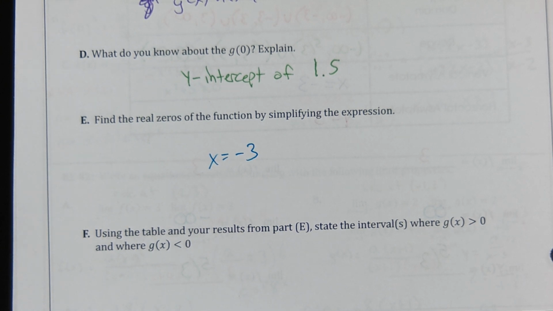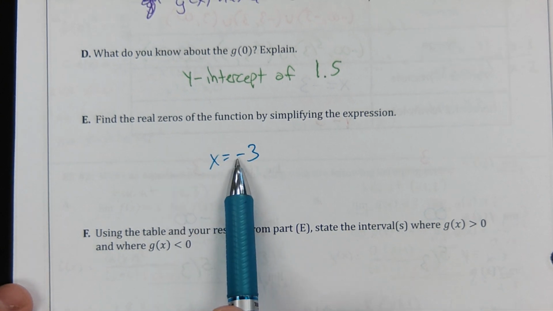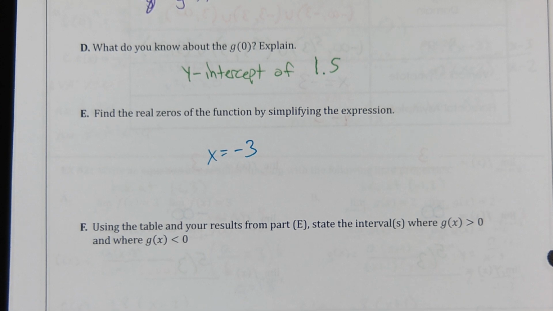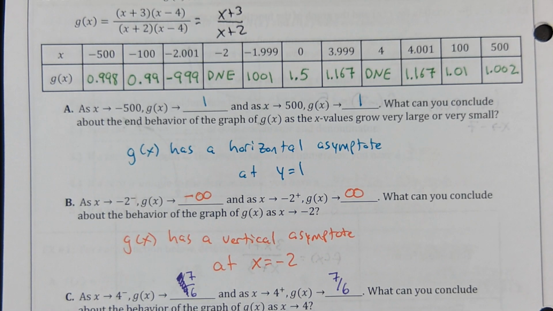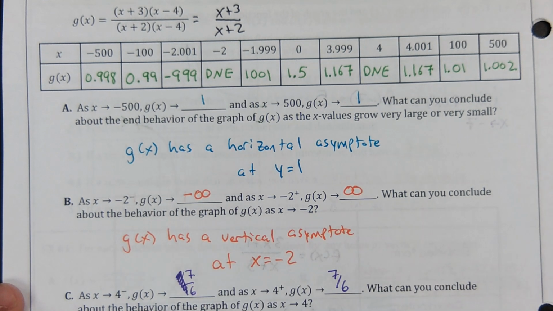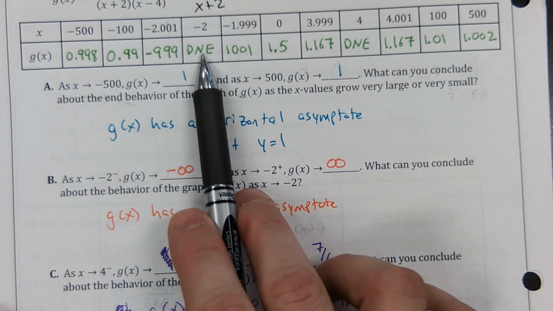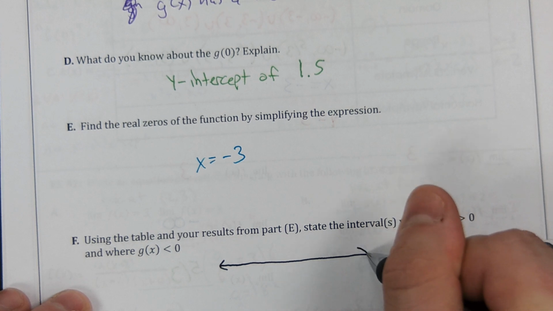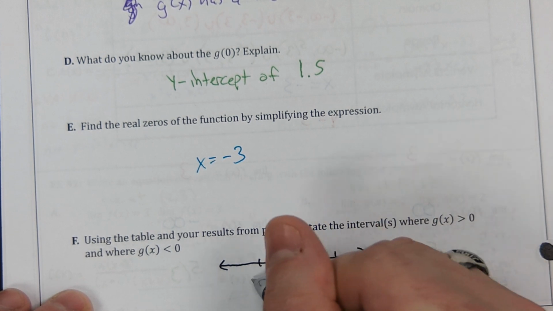And then it says, using the table and this result, state the intervals where g is above 0. So I'll tell you what I'm going to do. I know there's only one x-intercept. And I know there's two x values where it's undefined. Remember, on sign diagrams, we use zeros and points of discontinuity, places where it's undefined. So we're going to have -3 on there, -2 on there, and 4 on there. Picture not drawn to scale.